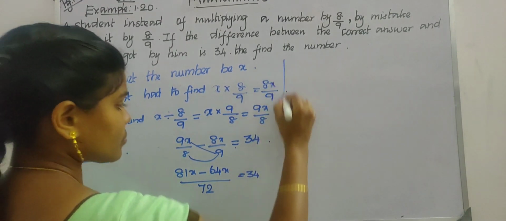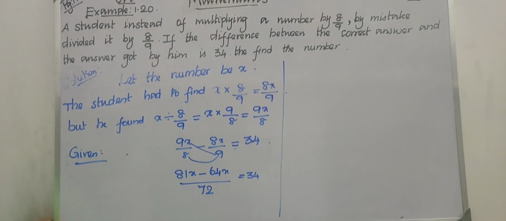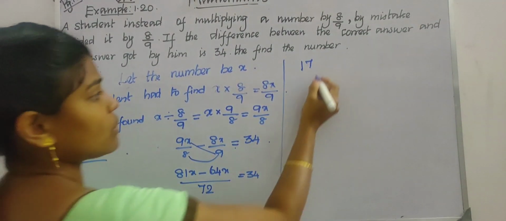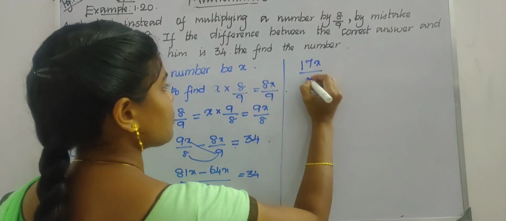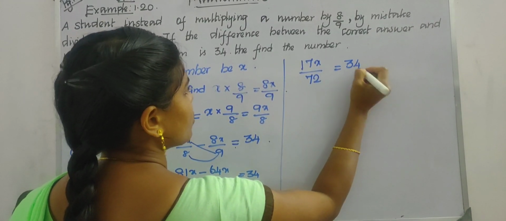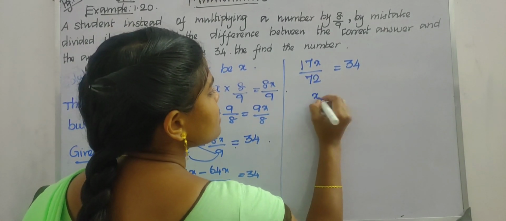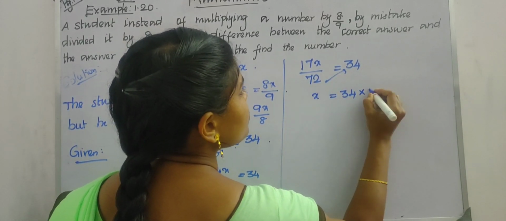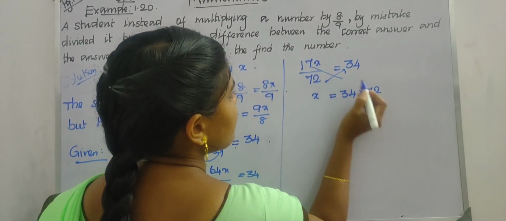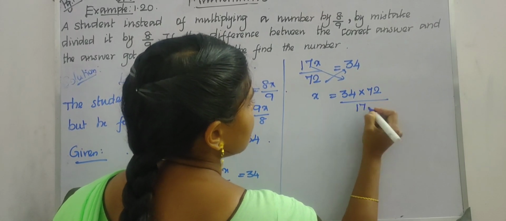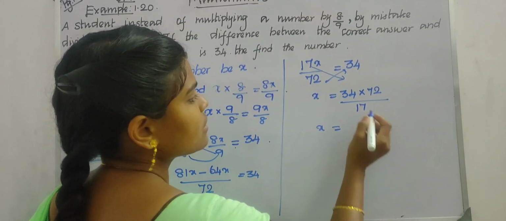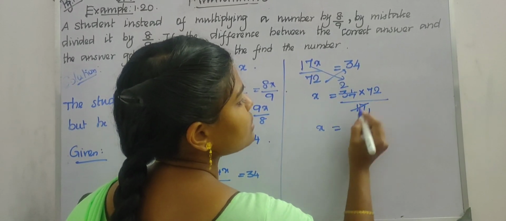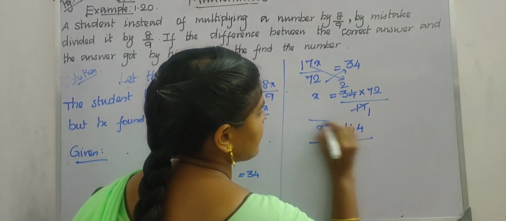Now, 81 minus 64, we will get 17, right. 17x upon 72 equal to 34, okay children. Now keep x on one side, so x equal to 34 into 72, so 17 will come here, right. That divided by 17, so we will get x equal to, 1 17 is 17, 2 17s are 34, so 17 2s are 144, okay children.